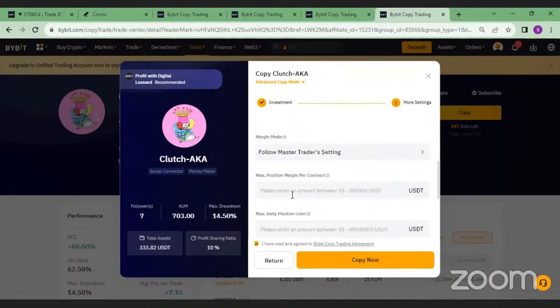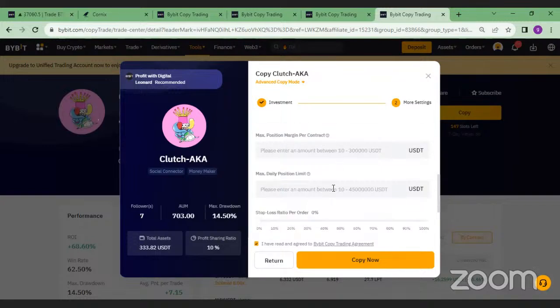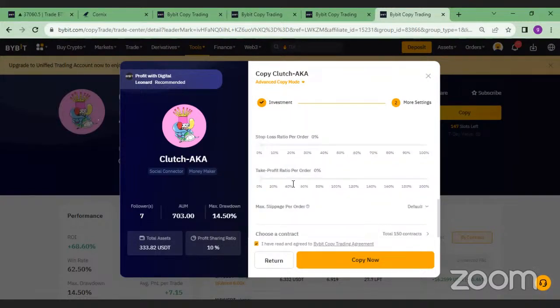Then here, where you have position margin and all of that, I don't use this option. I allow the trader to do their thing. After that, check this and then you click on copy now, and that is it. You already started copying that trader. You can copy as many traders as you want.